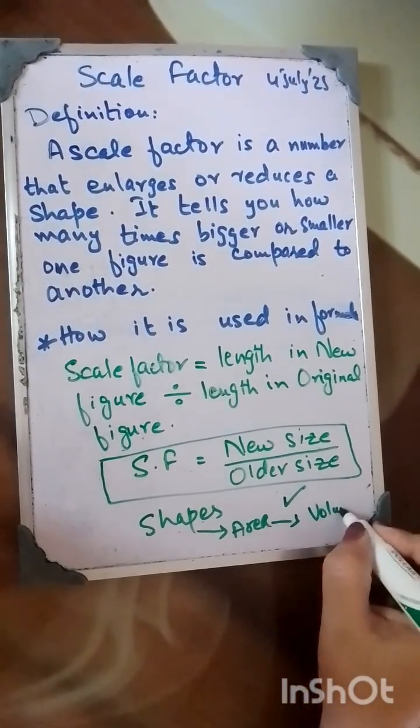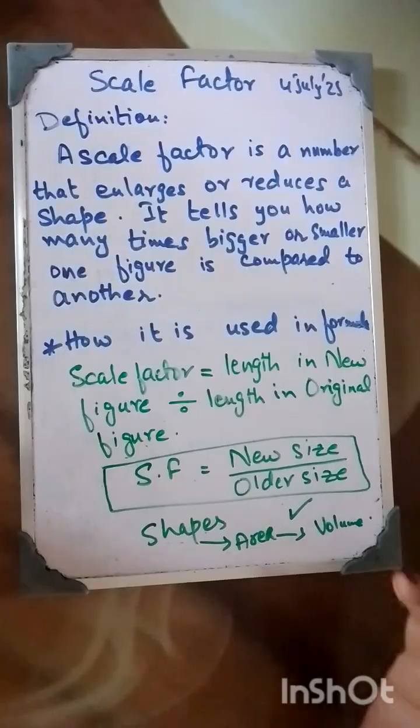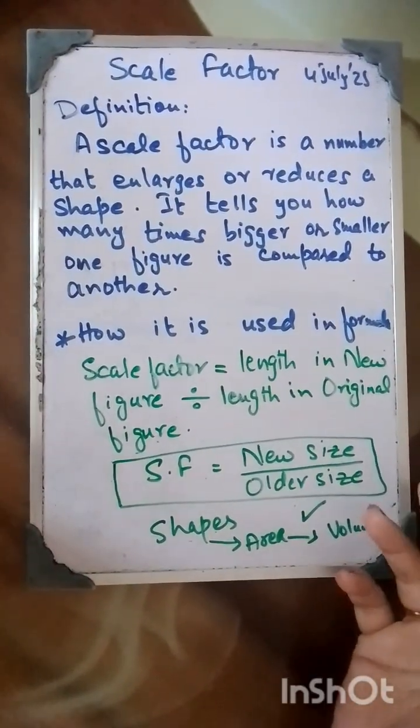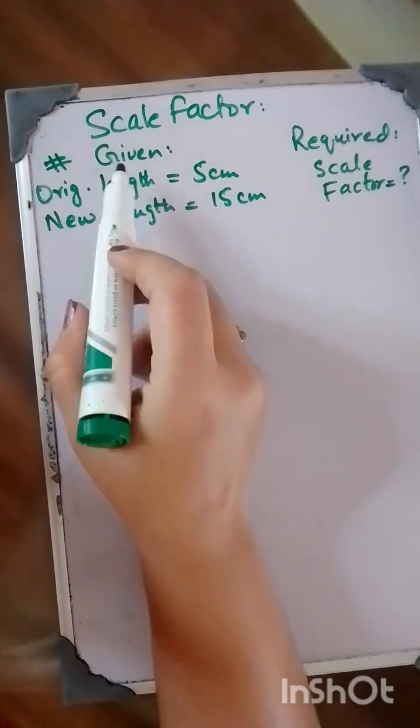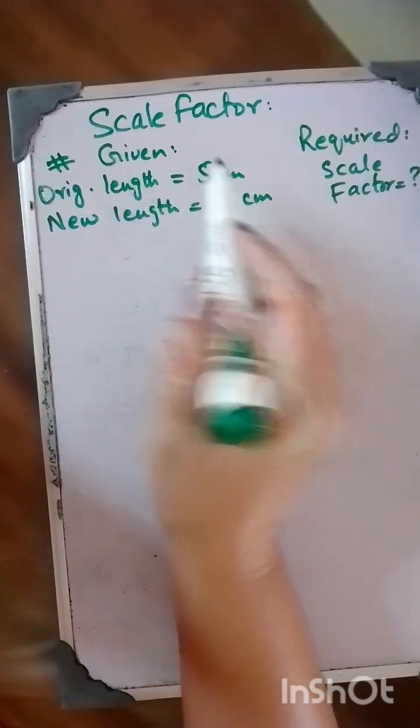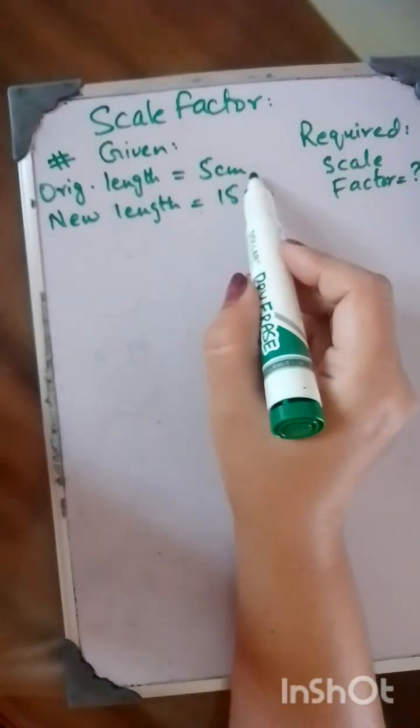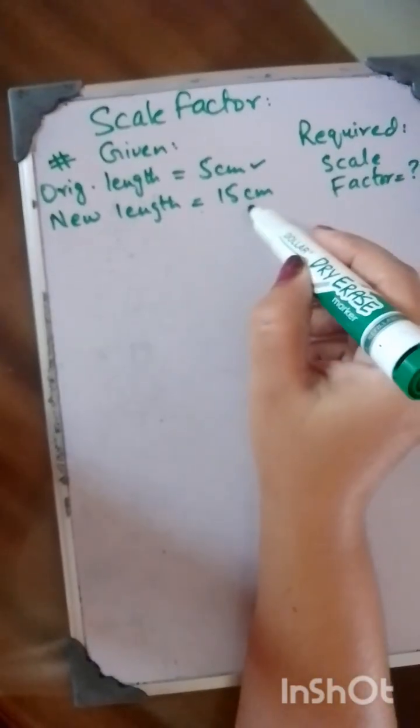So we do use it with shapes as well as the area. When we talk about shapes, we get areas. When we talk about shapes, we have volume as well in our mind, because two-dimensional space, one-dimensional space, and three-dimensional space are the beauty of geometry, right?